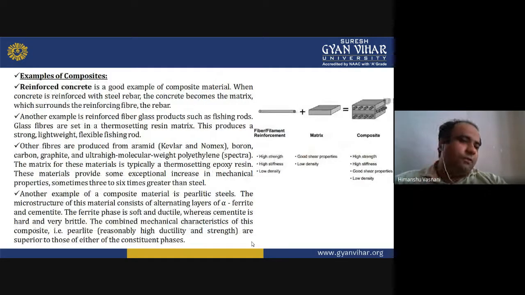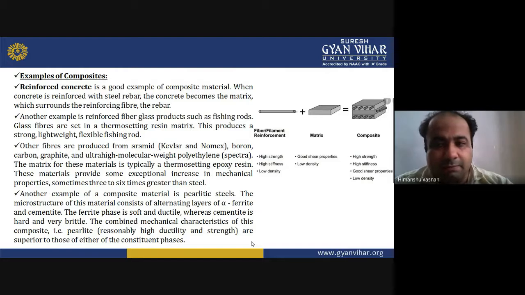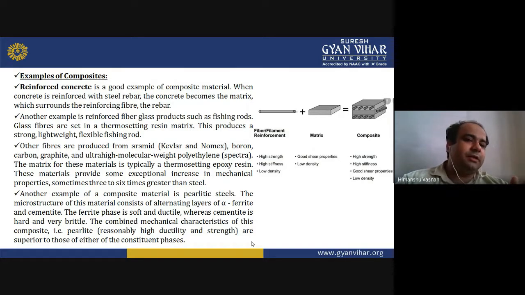Now, examples of composites. You can see this in the diagram; this is just an example. Fiber or filament reinforcement gives you high strength, high stiffness, and low density. Then you have a matrix material, which has good shear properties and low density. When you combine both of them to form a composite, obviously it will give you high strength, high stiffness, good shearing properties, and low density also.